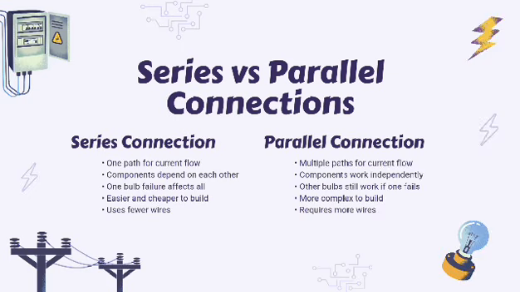To compare the two circuits, series circuits have only one path and all components depend on each other. Meanwhile, parallel circuits have multiple paths, allowing components to work independently. Series circuits are simpler and cheaper, while parallel circuits are more reliable but more complex.